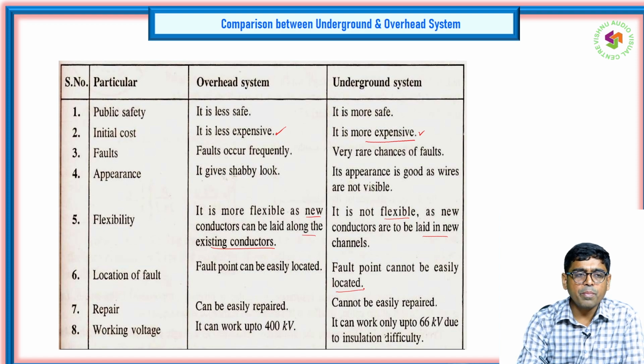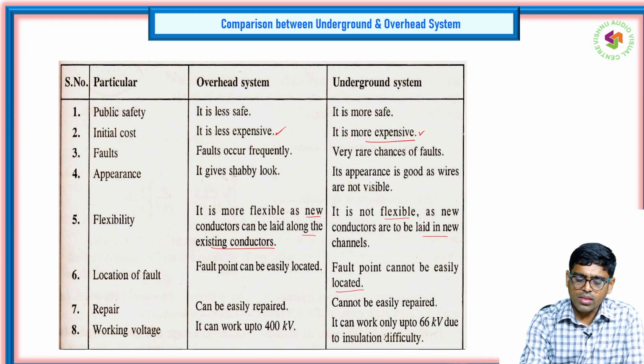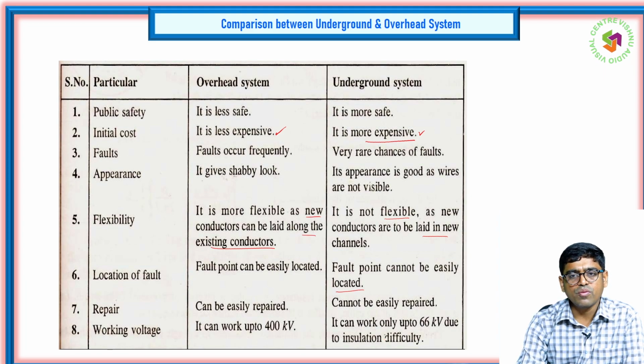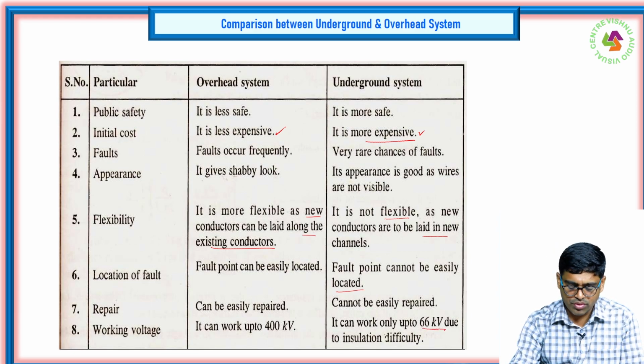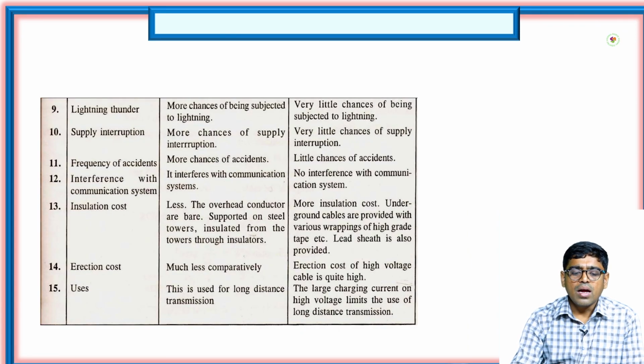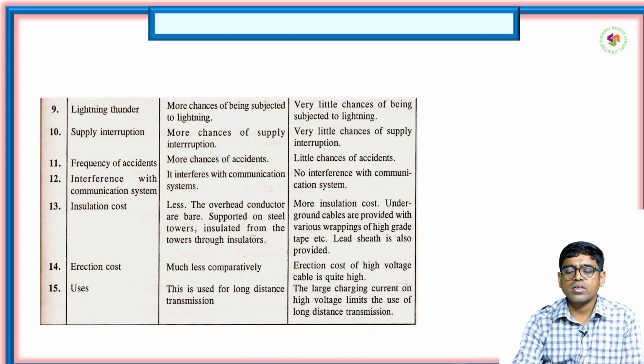Next is repair. The overhead transmission system can be easily repaired, but the underground system takes more time. For working voltage, up to 400 or 765 kV we can go for the overhead system, and the underground system is recommended up to 66 kV due to insulation difficulties. Any lightning or thunder will affect the overhead system, but there is no such chance in case of underground cables.